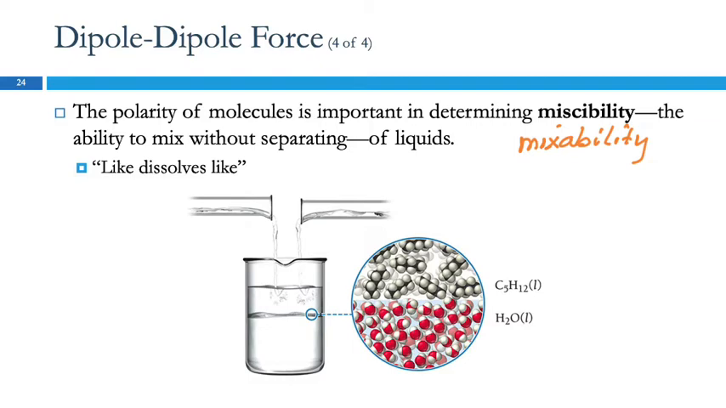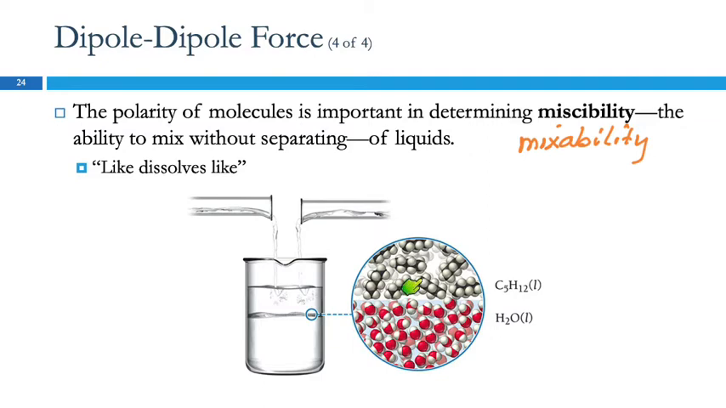The way to remember this is this little phrase, like dissolves like. If we have two polar compounds, they are probably mixable. They will probably mix with each other. If we have two nonpolar substances, they will probably mix together. But if we have different ones, they're not going to mix.